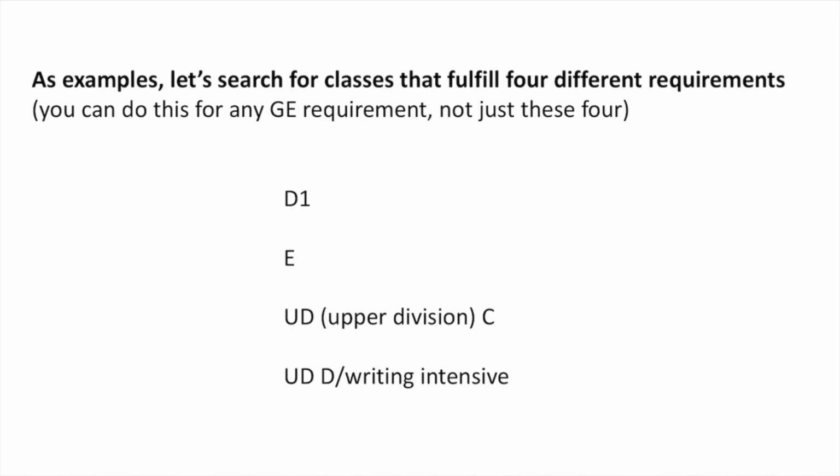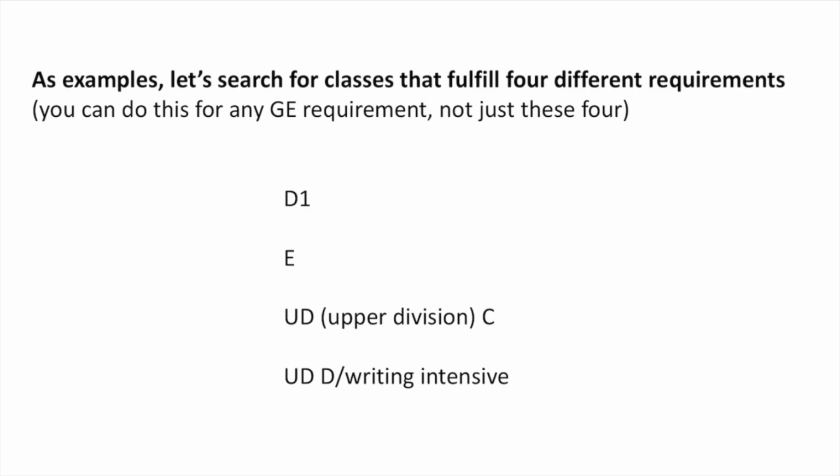So let's try this for 4 classes that fill 4 different requirements. You can do this for any GE requirement. I've just arbitrarily picked 4. So we'll look for a D1 and an E GE. Those are both lower division. Then we'll look for an upper division C GE. And finally, we'll look for an upper division D / writing intensive course. That is one that fills both the upper division D and that writing intensive requirement that I mentioned earlier.